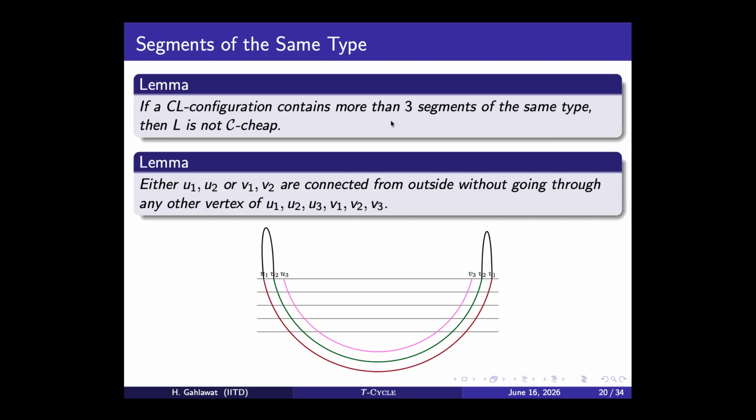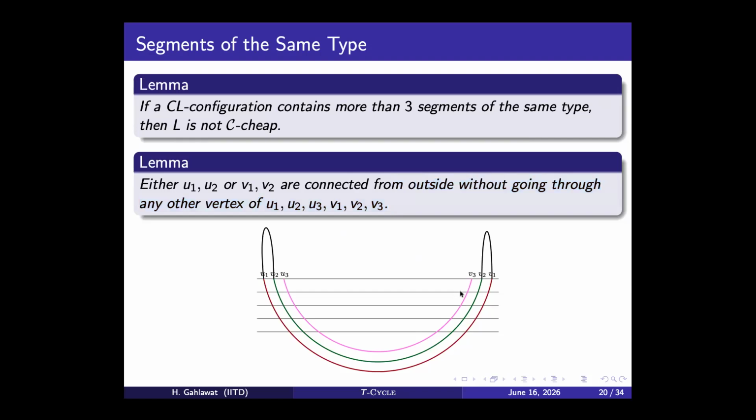This T cycle that I'm considering, if it goes through a set of concentric cycles, and in this they create more than 3 segments of the same type, my whole cycle is not cheap. You can get a cheaper solution. How do we do this? For this purpose, we have a lemma. Again, it's better to look at the picture than to look at the lemma.